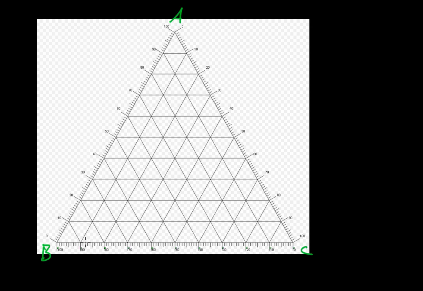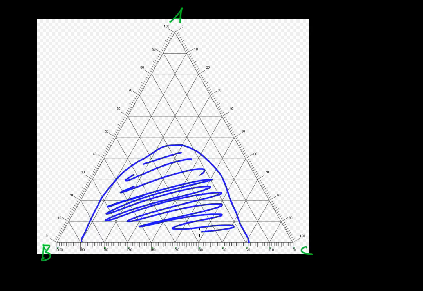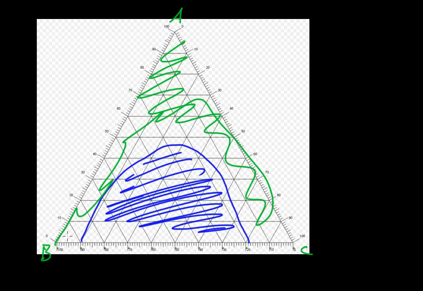Basically it tells us where there are two phases. So anywhere in this area, in here, there exist two phases. If our system is in this area, there are two phases. If it's outside, out here, there's only one phase, just one simple phase.